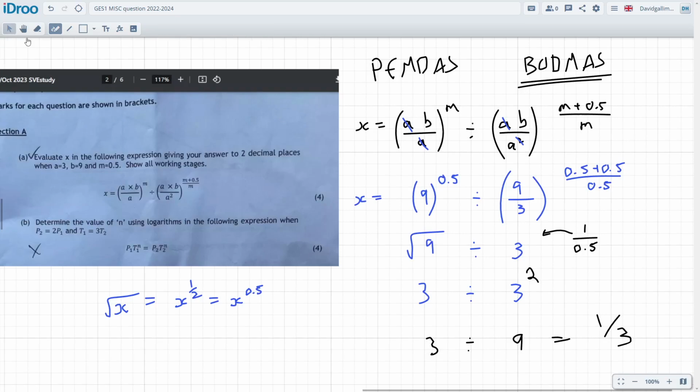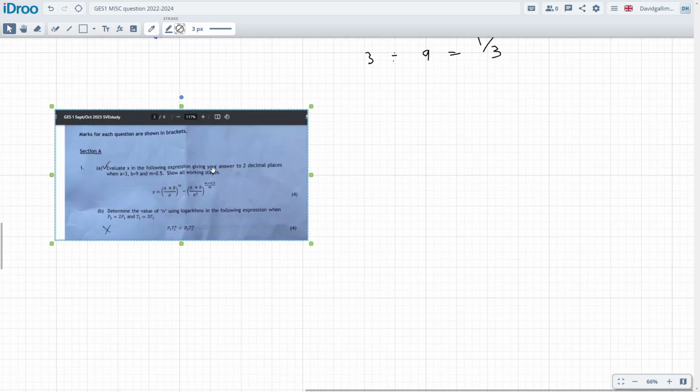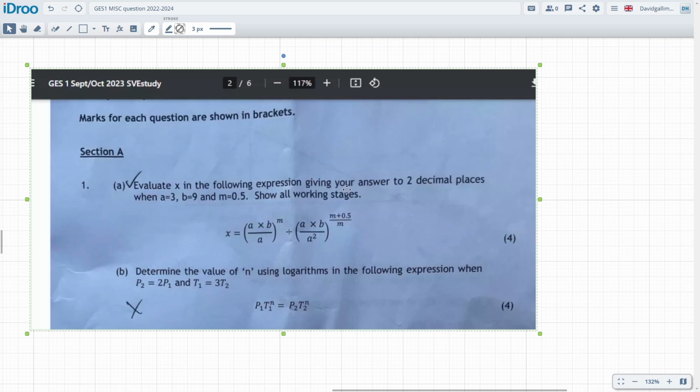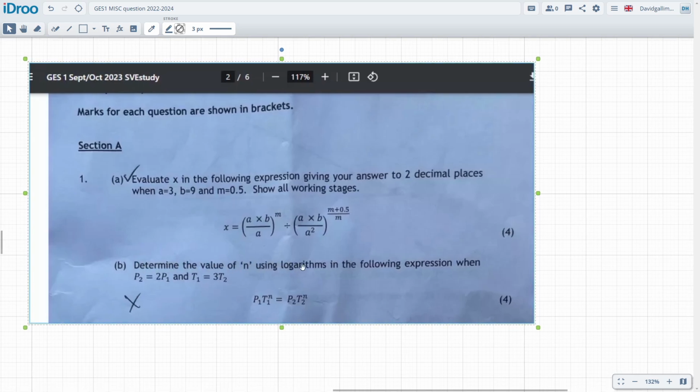So now we're going to move on to part B. Let's grab the paper, we'll move this down, and we'll have a look at these logarithms. This is part B for the September-October 2023 paper, section B. Determine the value of n using logarithms.